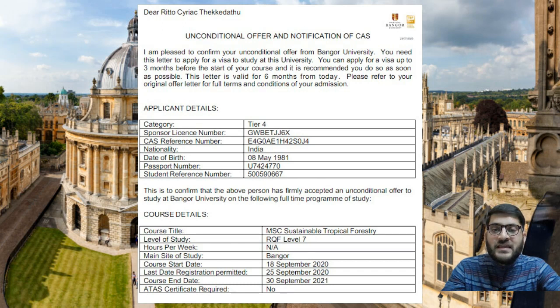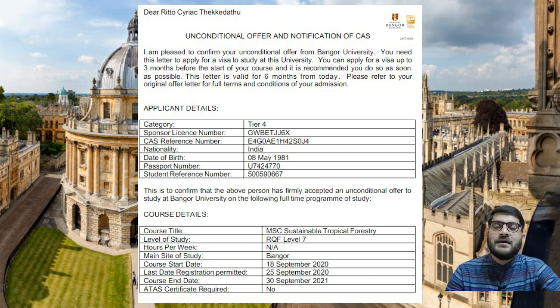The main site of study is Bangor. The expected start date of the course is 18th September 2020, and the expected end date is 30th September 2021. It also mentions that the last date to register as a student is 25 September 2020. Before this, you have to reach the university, once you have been granted the visa from the UK Foreign Office. So this is about the applicant, the sponsor, and the course.